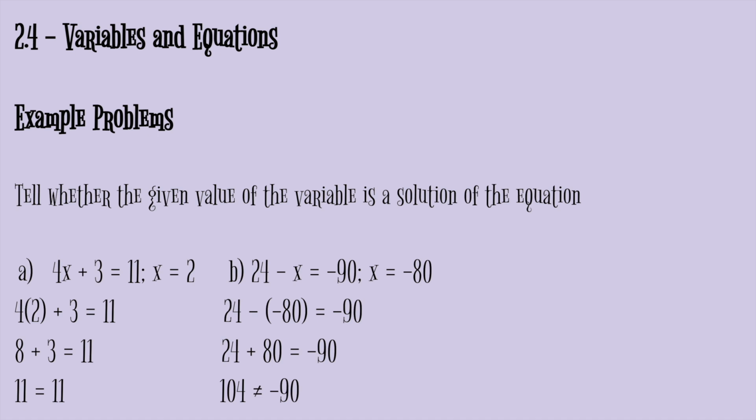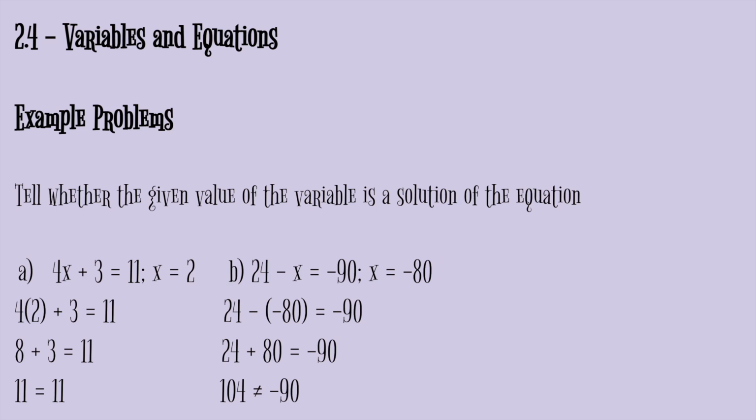Tell whether the given value of the variable is a solution of the equation. First, 4x plus 3 is 11 when x is 2. When we substitute 2 for x, the equation is 4 times 2 plus 3 is 11. 4 times 2 is 8 plus 3 is 11, so the value of the variable is a solution of the equation.